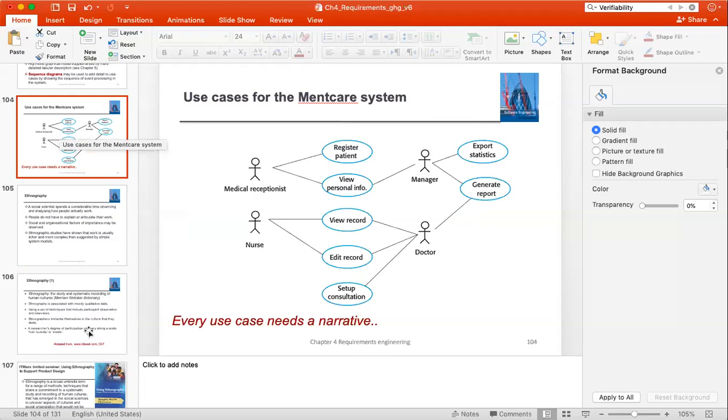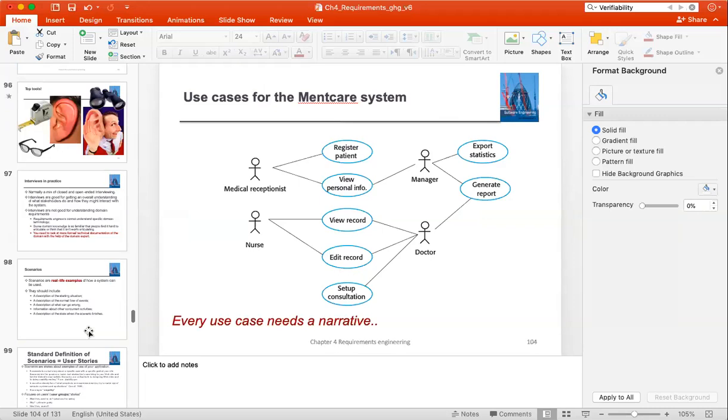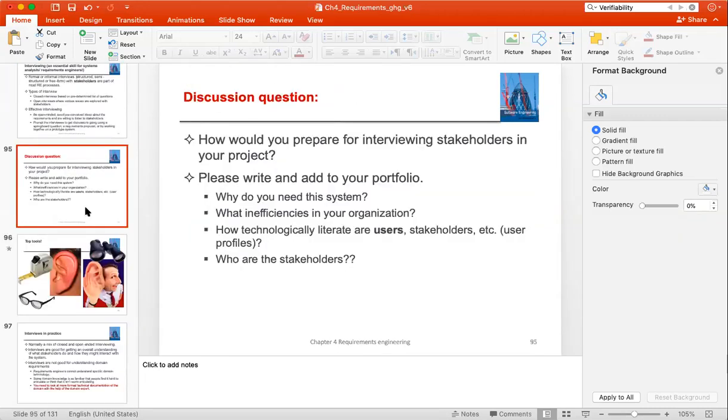And the text could be in the form of these yellow forms that I presented to you earlier. How would you prepare for interviewing stakeholders in your project? So we need to ask the question, why do you need this system? What are the problems it's trying to solve? What are the inefficiencies in your organization? What are the things that are bugging you? What are the pain points? Who are the users? What are their characteristics?